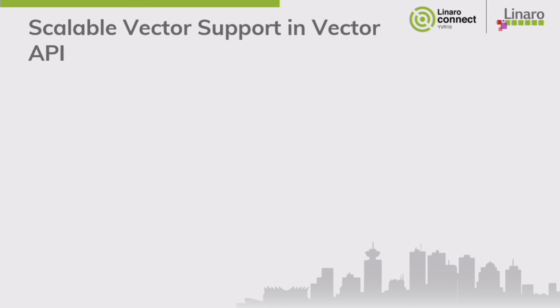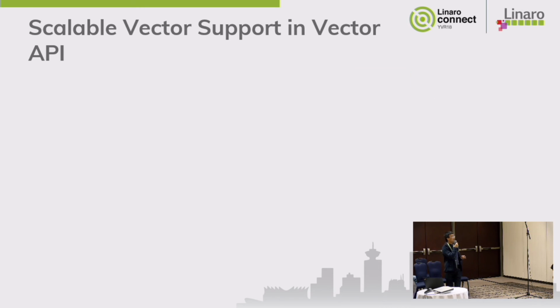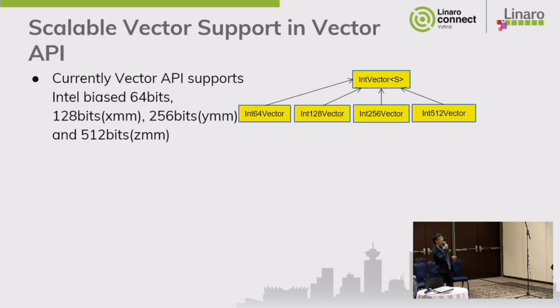Okay, so currently the Vector API supports Intel vector sizes of 64 bits, 128 bits, 256 bits and 512 bits. These are their vector shapes. The current vector shapes map to Intel's architecture and Intel's AVX, for example, XMM, YMM, ZMM registers.